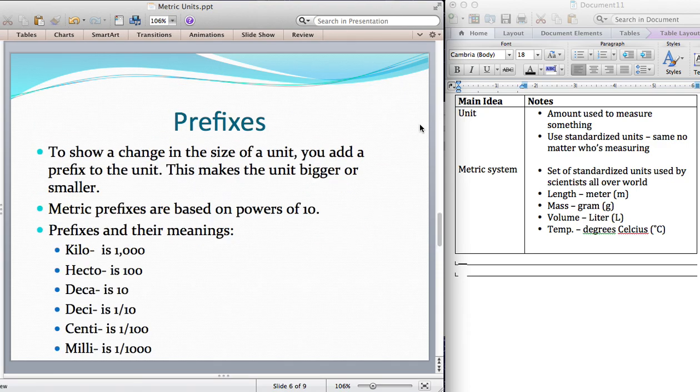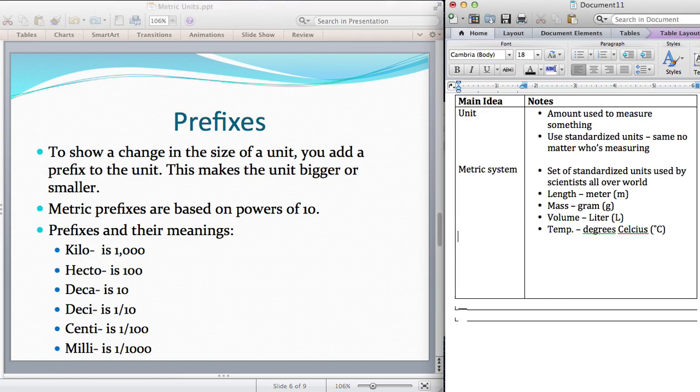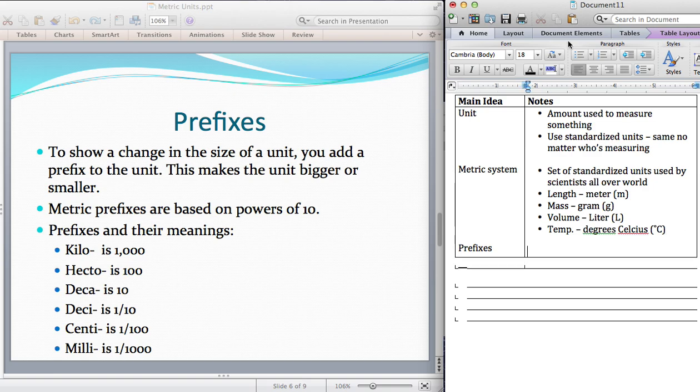Next slide. So in the metric system, we use prefixes to change the size of a unit. I did not want that to go that far. There we go. Prefixes. All right. These prefixes are going to change the size of our unit. All right. So you need to add your own notes here. All right. Thought I was going to do the whole thing for you. Ha! All right. So prefixes, to change the size of the unit, you add a prefix, which makes the unit bigger or smaller.